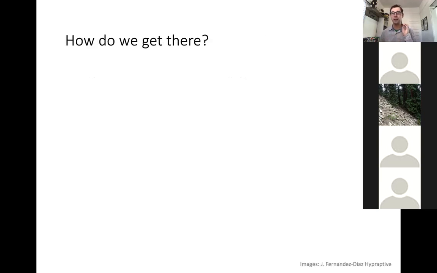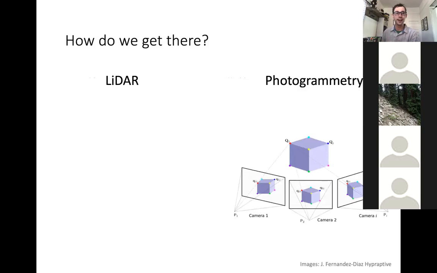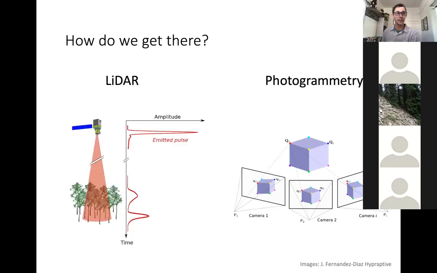But first of all, how do we get here? How do we get to this sort of tabular data format? And there are really two ways. One is LiDAR, and the second is photogrammetry. And I'll talk about LiDAR a little bit first. So just like we were talking about before, this is based on hitting a target with a laser, essentially.